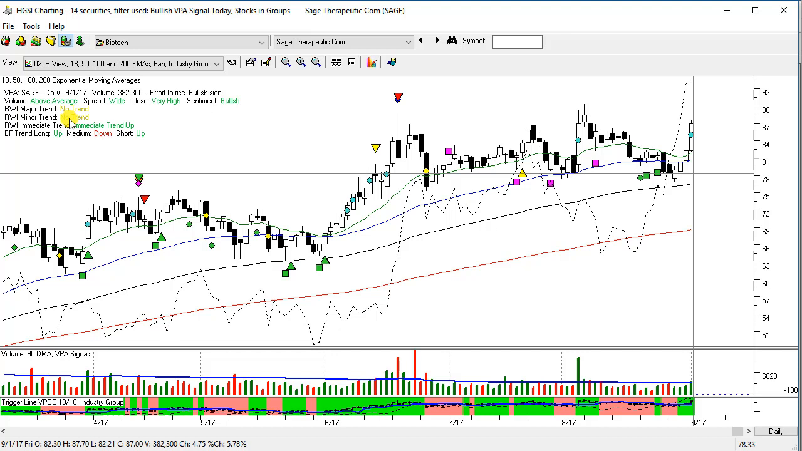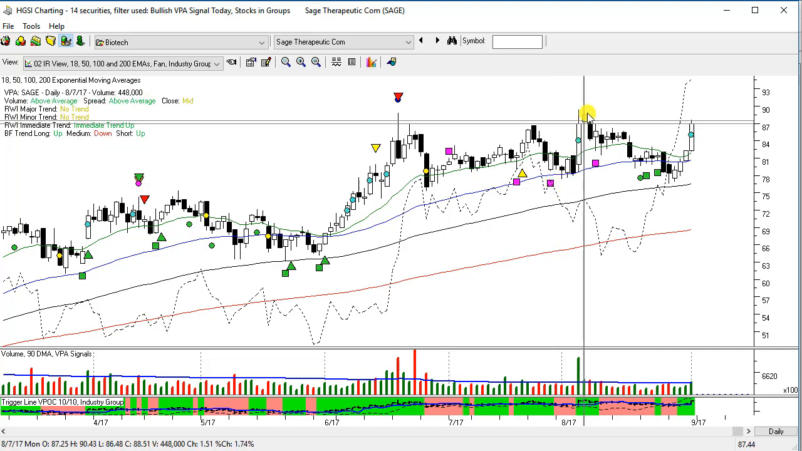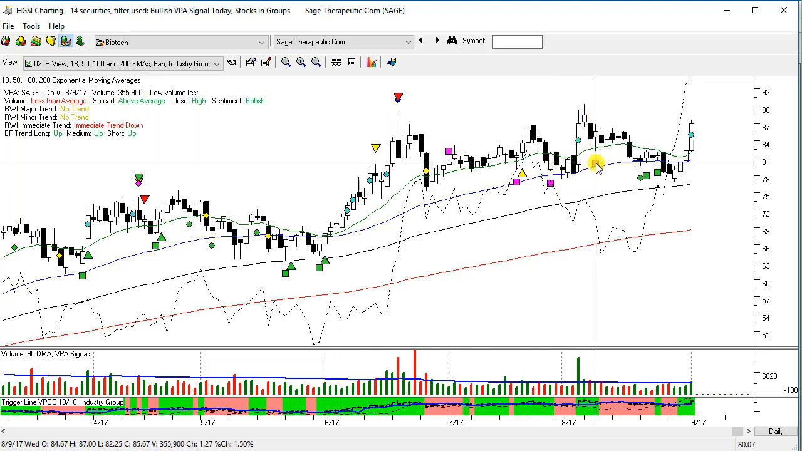Very helpful information. And when you see these flags, you're going to get an explanation by clicking on them. I like to look at these magenta rectangles because these are always low volume tests. In other words, the volume is light and the stock or security ETF, whatever you're looking at, is closing in the upper part of its daily range. So there is some buying support there. And a few days later, we had this big move up. Here's another low volume test, but the demand was not there as the group fell.